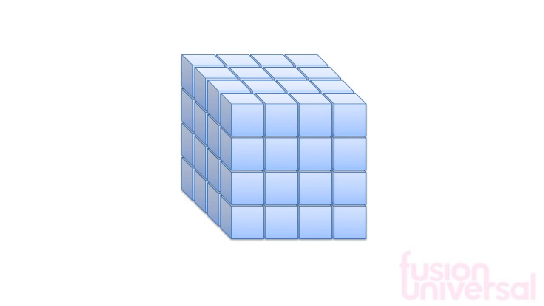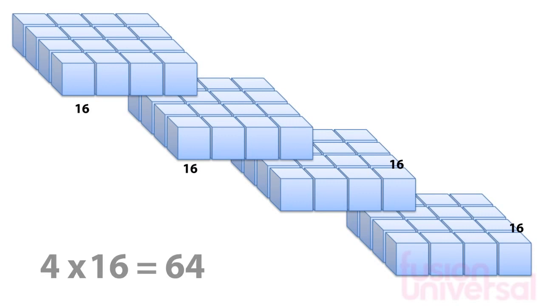First of all, split the block into 4 layers. Each layer has got 4 rows and 4 columns. In other words, each layer has 16 blocks. The number of blocks in the cube is 4 times 16, which is 64.